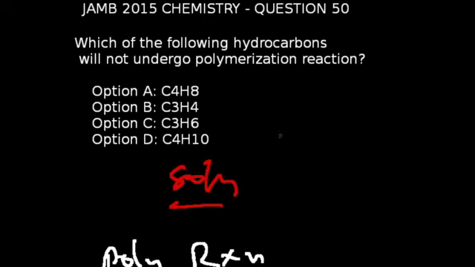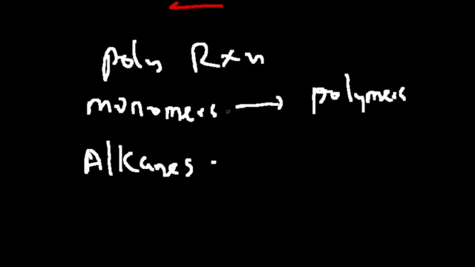Question 50 of the JAMB 2015 chemistry exams. Which of the following hydrocarbons will not undergo polymerization reaction? This is a question on hydrocarbons. The first thing I want us to know in trying to solve this problem is polymerization reaction is simply a reaction where smaller units of a compound called monomers come together to form larger units called polymers.